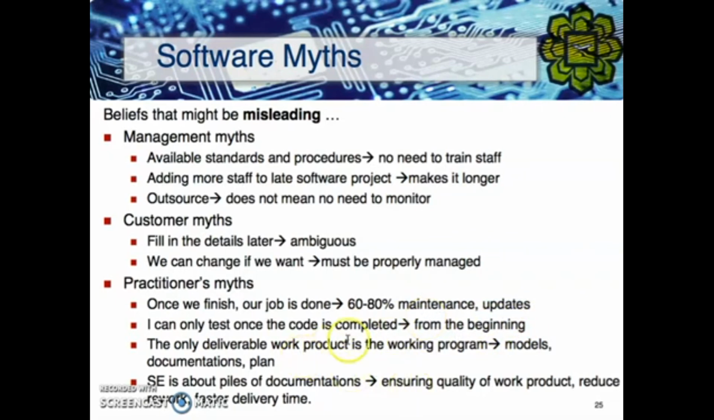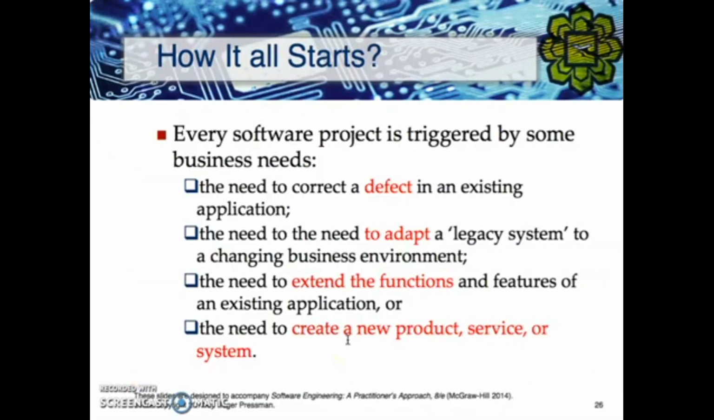Okay. What else? How did it all start? Every software project is triggered by some business need, of course. The need to correct a defect in an existing application, maybe when we want to develop software because we know that there are some defects, or there is a need to adapt a legacy system to a changing business environment. When there are legacy systems that have to be customized, there is something we have to do to make sure that the system is still usable.